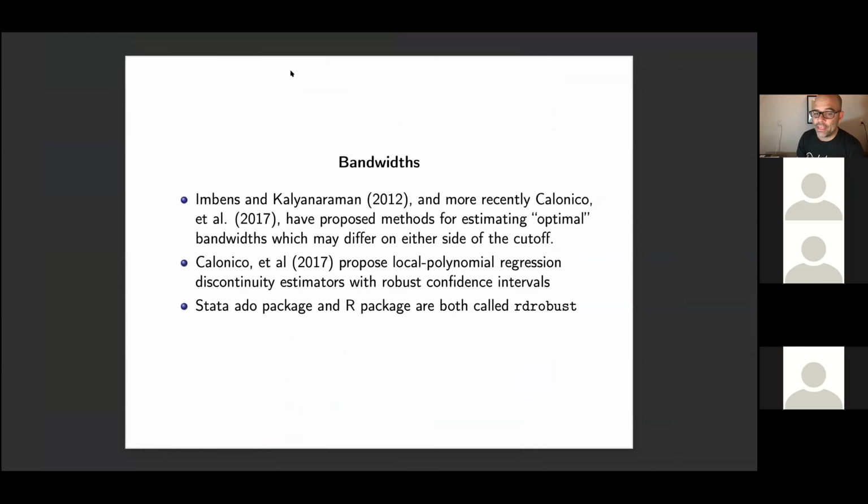The first one was by Imbens and Kalyanaraman in the Review of Economic Studies. And then more recently, there was a paper by Calonico, Cattaneo, and Titiunik in Econometrica. They both proposed methods for estimating optimal bandwidths that can differ on either side of the cutoff. Calonico and colleagues proposed local polynomial regression discontinuity estimators with robust confidence intervals and rolled out a piece of software called rdrobust that was available in Stata and in R.